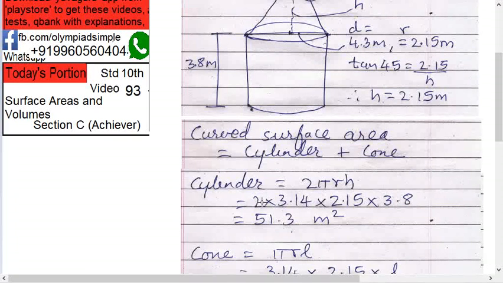Anything. So 2 into 3.14 into r is 2.15 into h is 3.8. Multiply this, you will get 51.3 square meters. Again follow Vedic maths, it's easier. Follow the videos of mine.